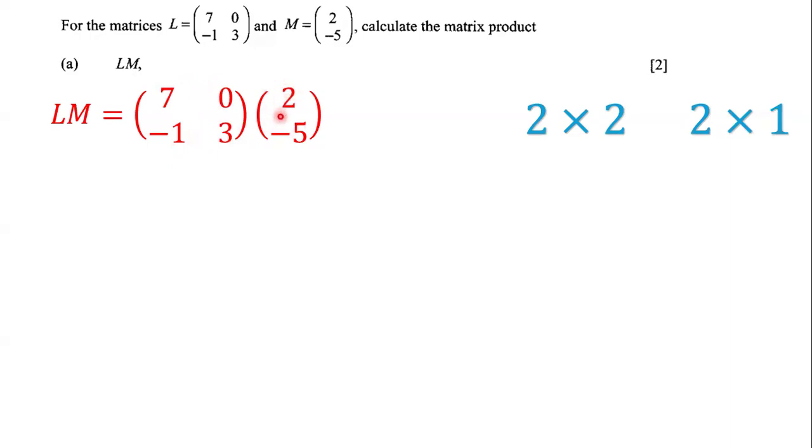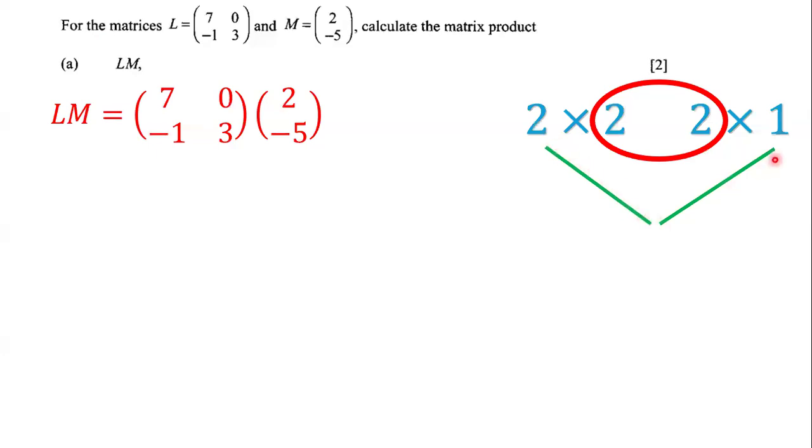This one right here is a 2 by 1 matrix because it has 2 rows, 1 row, then the next row, and then 1 column. This is just 1 column right there. So it's a 2 by 1. But notice that these two numbers are the same. So since these two numbers are the same, that means that we can multiply these two matrices. Now the resultant matrix is going to be a 2 by 1 matrix.